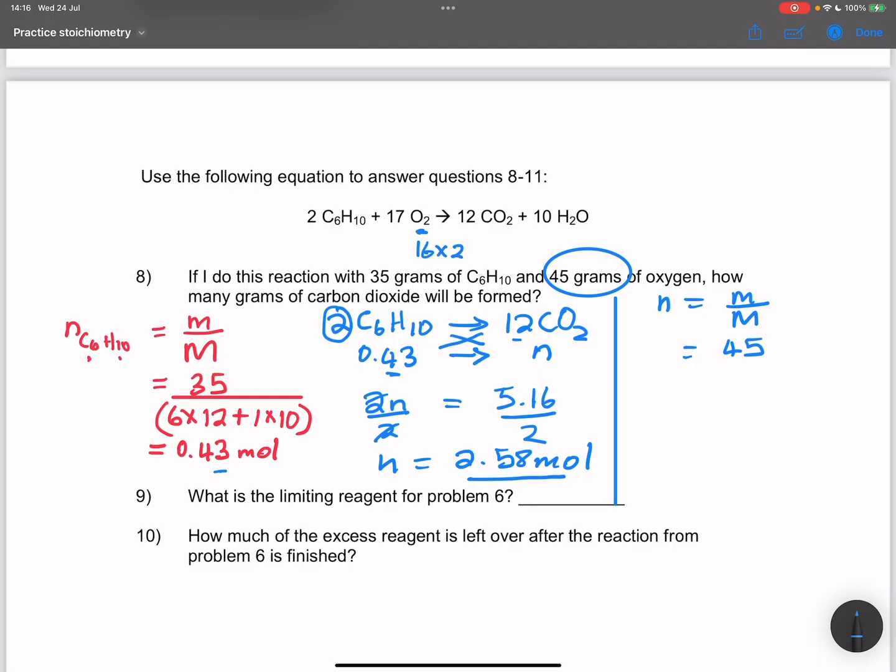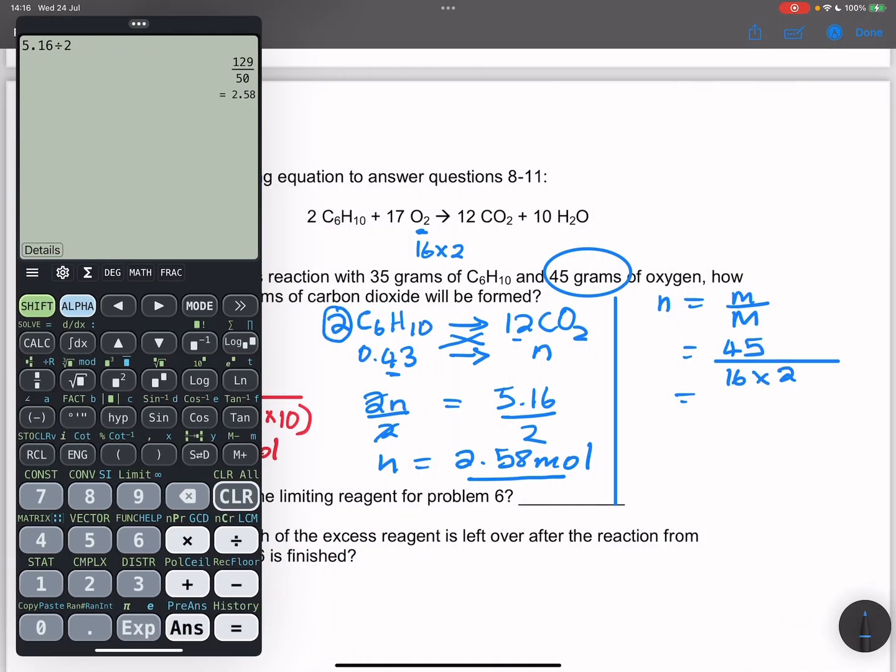Please, again, ladies and gents, do not make the mistake of multiplying by 17. It is 16 divided by the molar mass, so that would be 16 multiplied by 2. So let's get that molar mass. That's 45, and let's get the number of moles, divided by 16 times 2, which is 32. And so we get the number of moles of oxygen to be 1.41 moles.